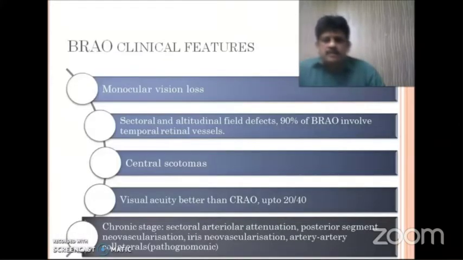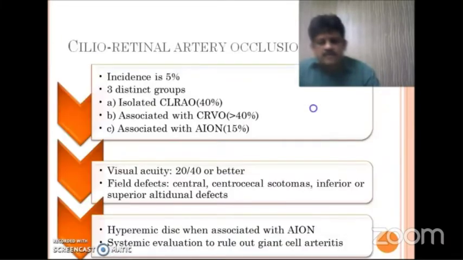BRAO, that is branch retinal artery occlusion, causes monocular visual loss with a sectoral arterial defect depending upon the site of the occlusion. They may present with a central scotoma. Visual acuity would be better than in central retinal artery occlusion. In chronic stages, you'll see arterial attenuation and presence of posterior segment neovascularization. Presence of artery to artery collaterals is a pathognomonic sign of branch retinal artery occlusion.